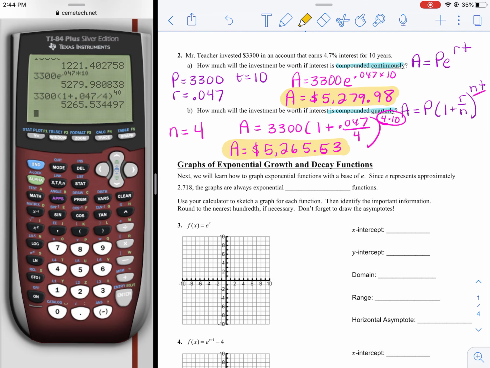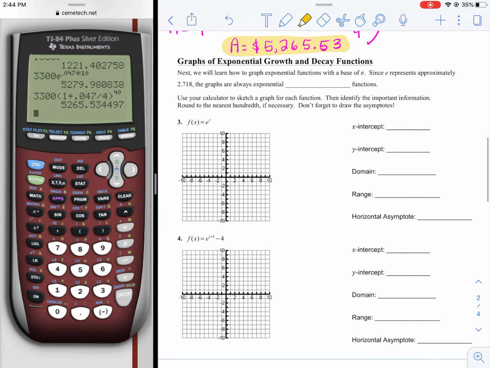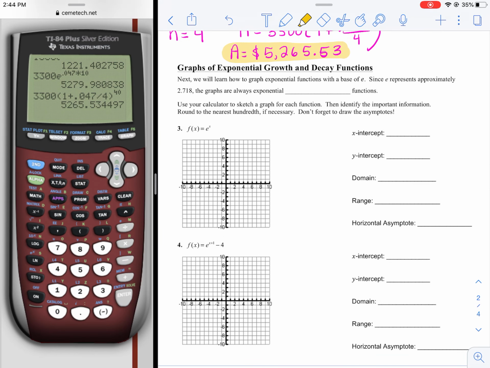All right, I'm going to end today's lesson with just a little bit of graphing practice. We're going to look at a couple problems where the base of the function that we're going to graph is e. Since e represents approximately 2.718, if e is the base of your function, then it's always going to be exponential growth, because that base is greater than 1. So we're going to use our calculator to graph these functions and find the important features.